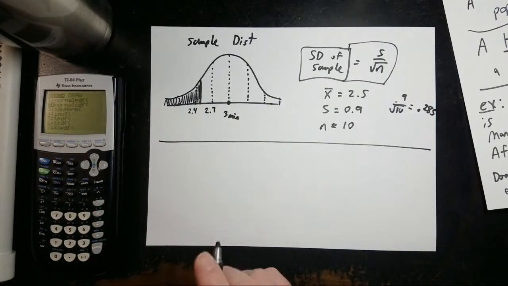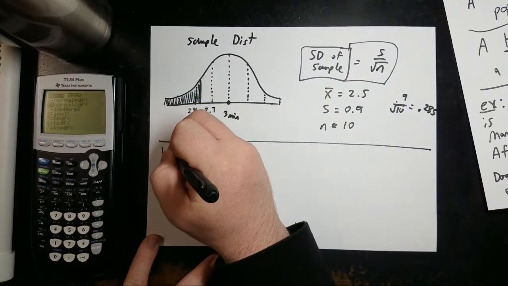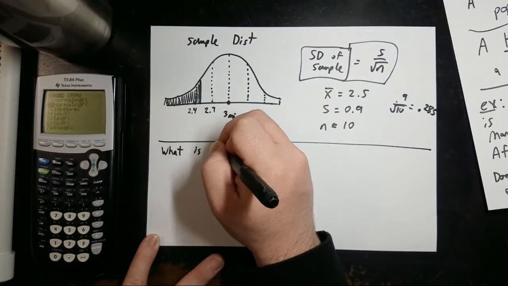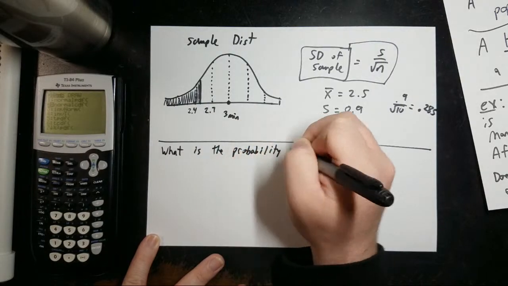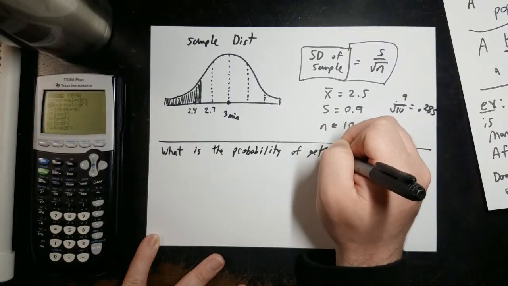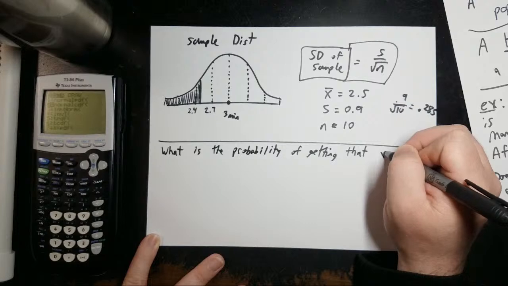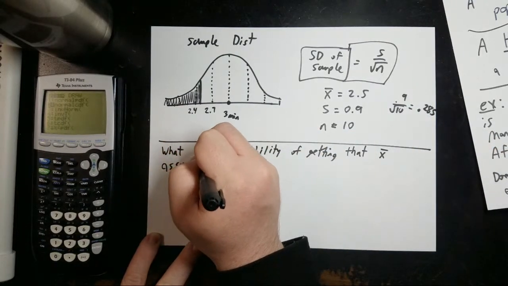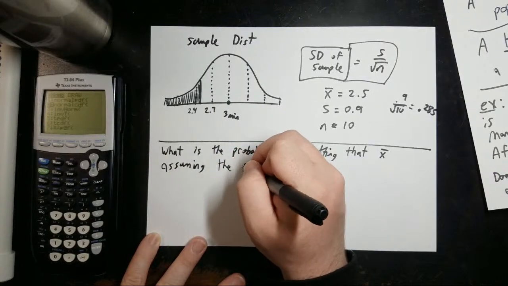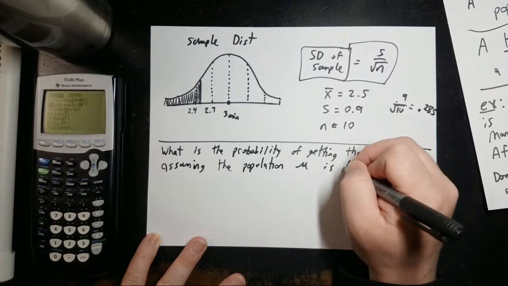But what we're going to try and find out is what is the probability of getting that x bar, assuming the population mu is true.